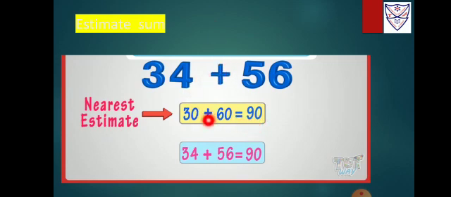This is the estimated answer. But what is the exact answer? Means if we add 34 plus 56, we get 90. So here we are getting the same value. But, students, whenever we find any estimated addition answer, it is nearest to the exact answer.